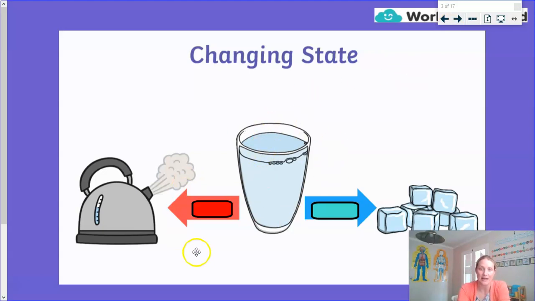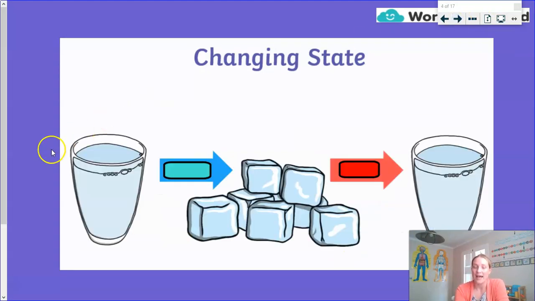So in the middle here, I have a glass of water. And in order to turn that water into a gas, steam or water vapor, we say it has to boil. Okay, and there are different boiling points for different liquids. Hopefully you know that water boils at 100 degrees Celsius. Here on the other side, I have the glass of water turning into its solid form, which is ice. And we say that this process is called freezing. Again, liquids freeze at different temperatures.